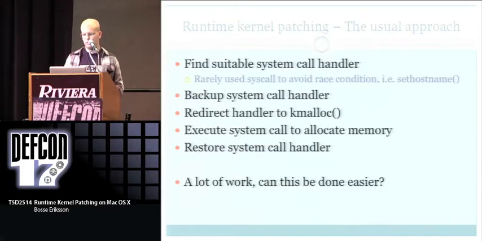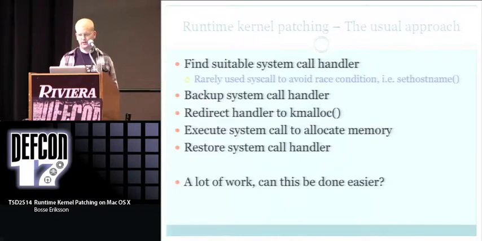The normal way to do this on Linux is you find a suitable system call handler, like sethostname, that is rarely used. You back up the system call handler, you redirect the handler to kmalloc, the function in the kernel to allocate memory, and then you execute the system call. kmalloc will be executed from user space, and you have your memory. Then you restore the system call handler. But that's kind of a lot of work, so we're going to do this a bit easier.